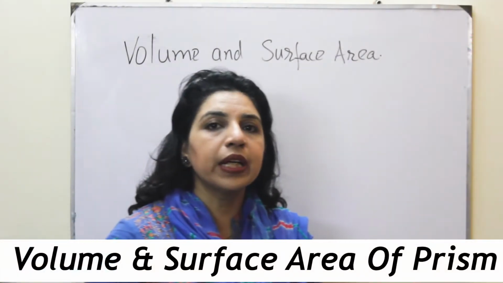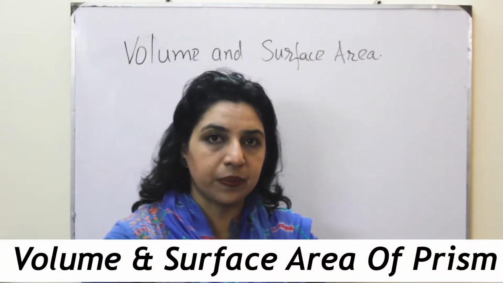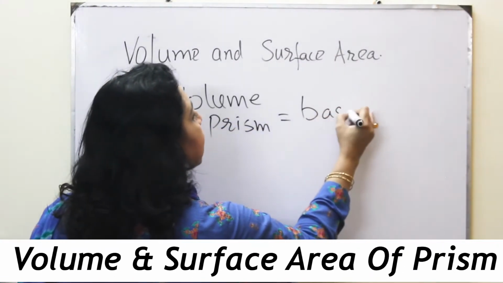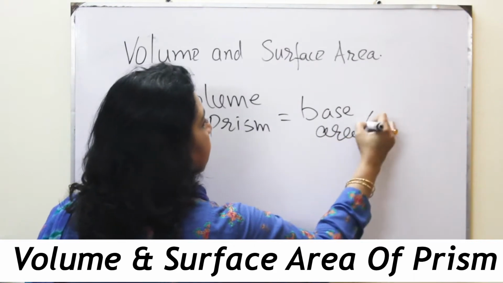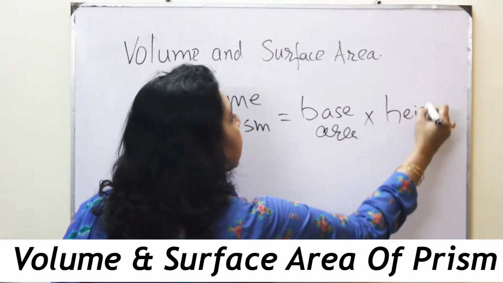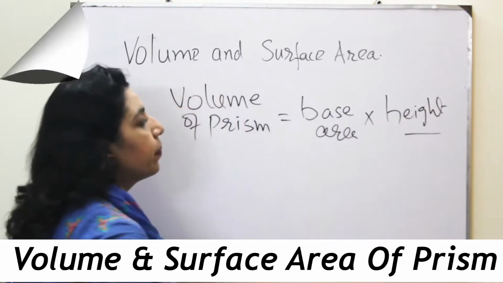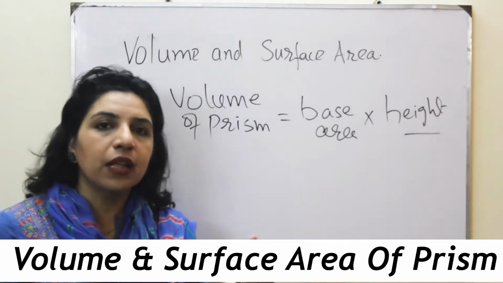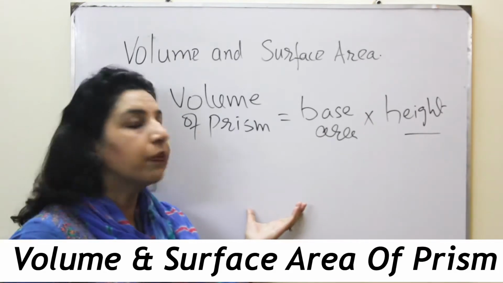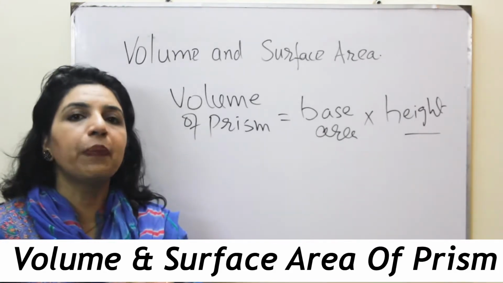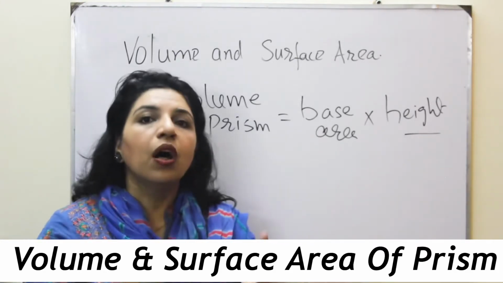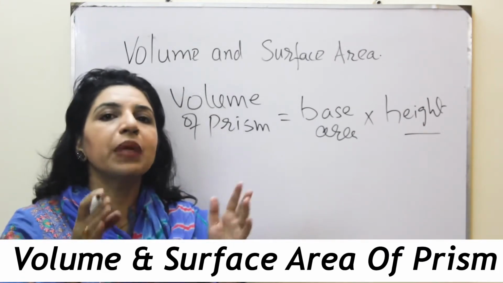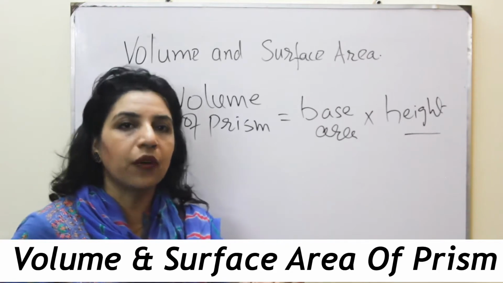The topic for today is volume and surface area of a prism. We usually have base area into height. This height is the height of prism. The base area of the prism may be a regular shape like rectangle or square or triangle, but it may also be a pentagon, a hexagon, or maybe a compound figure, that is, two figures may be together to make the base of the prism.